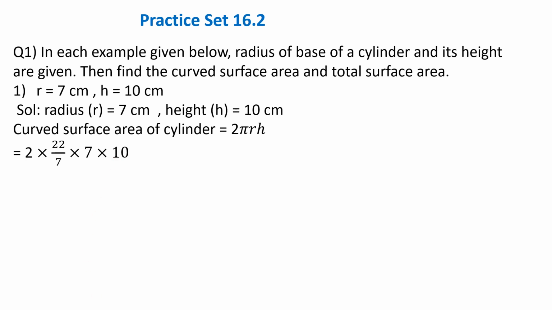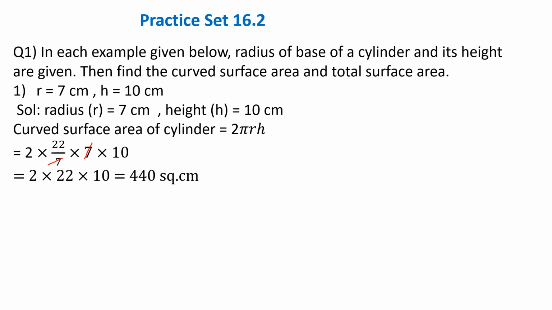Now students, you can see you can cancel this 7 and 7 over here. So we'll cancel it. So what you get is 2 into 22 into 10. You can multiply 2 into 22 is 44, into 10 you will get 440.